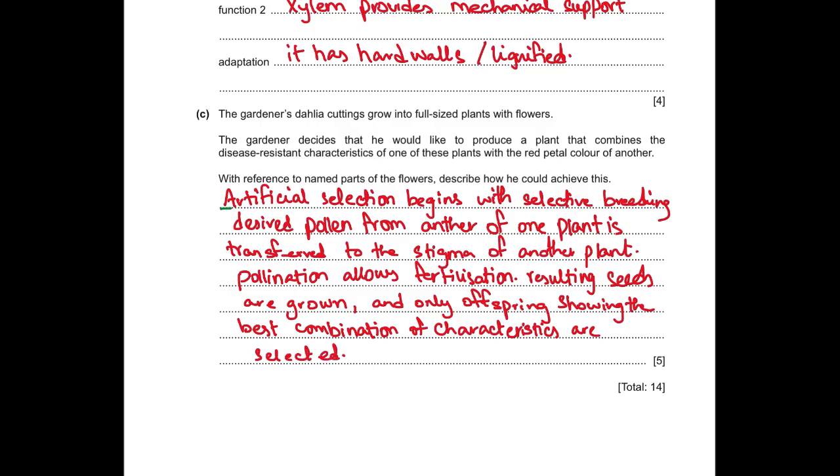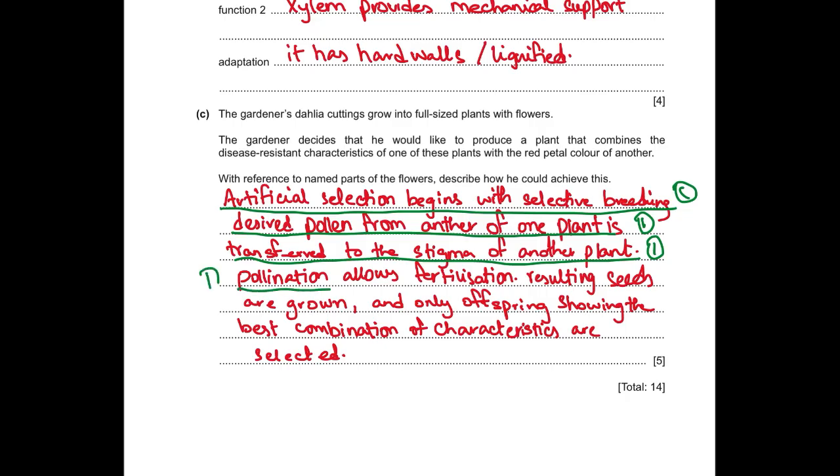This is a 5-mark question. 1 mark is for mentioning artificial selection with selective breeding. Then 1 mark for desired pollen from the anther of one plant. 1 mark for transferring it to the stigma of another plant. Pollination and fertilization grant us 1 mark each, so just mentioning the name would give us a mark.